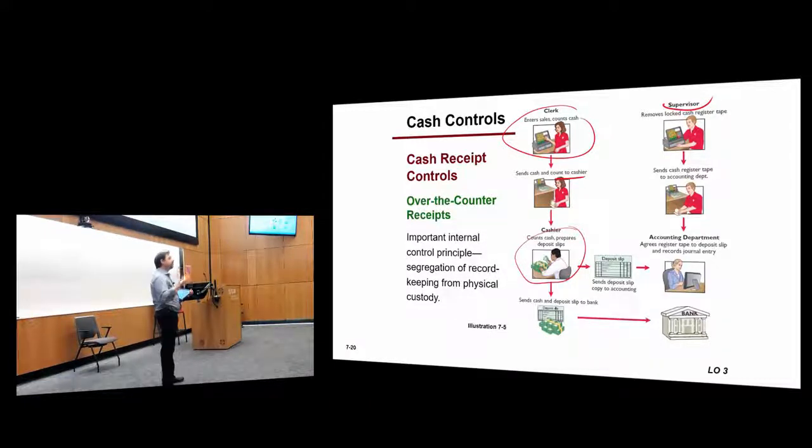The accounting department will compare the amount that was deposited to the amount of the sales revenue. The two amounts should be the same. If they are not the same, and the cash is less, the employee will have to answer for it.